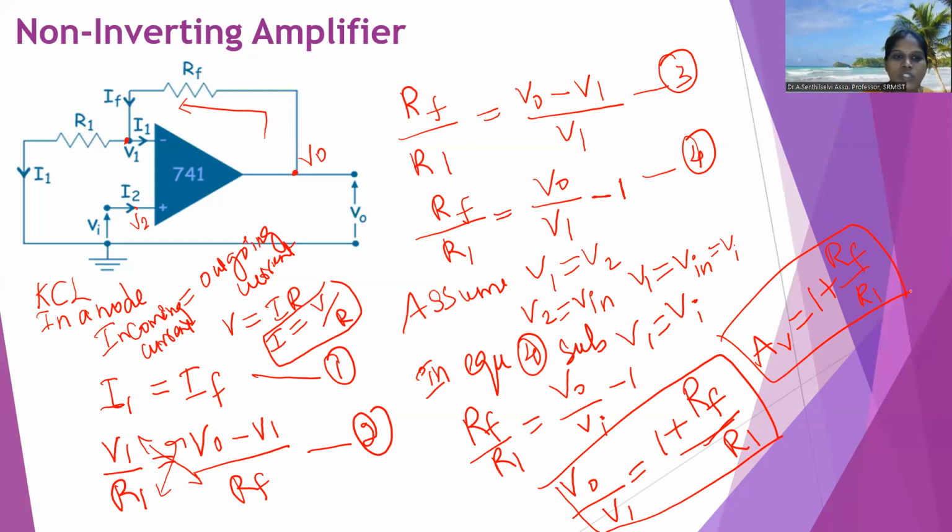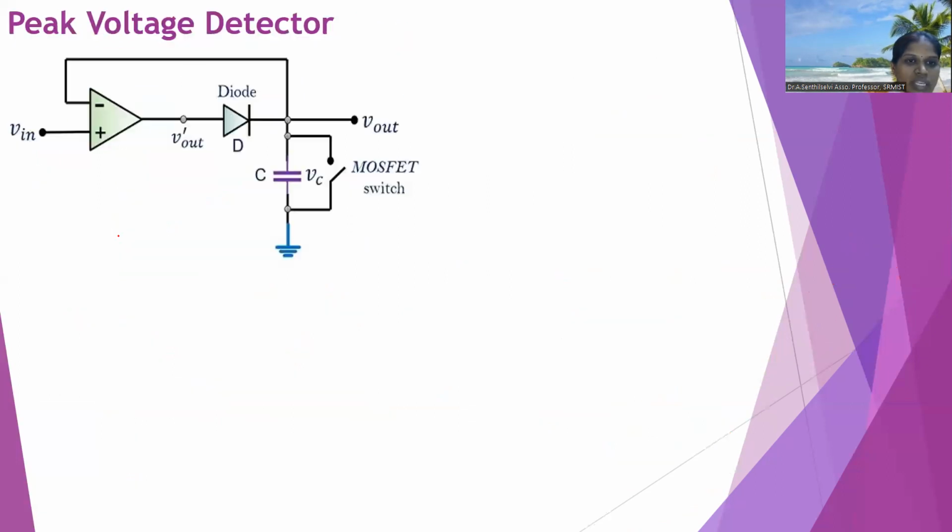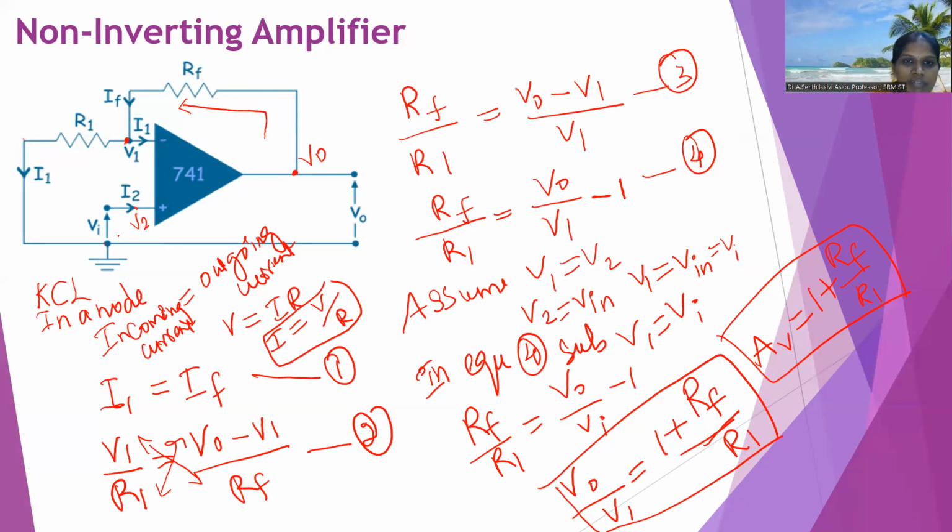I hope you people understood. So here you are seeing Kirchhoff's current law. In a node, incoming current equal to outgoing current, or else the summation of current in a node is equal to 0. Here the outgoing current is I1, incoming current is IF, I1 equal to IF. So I1 using Ohm's law, I equal to V by R, I1 equal to V1 divided by R1, because this is connected with the ground only. Then here the current flow is from here to here, that is V out minus V1 divided by RF.